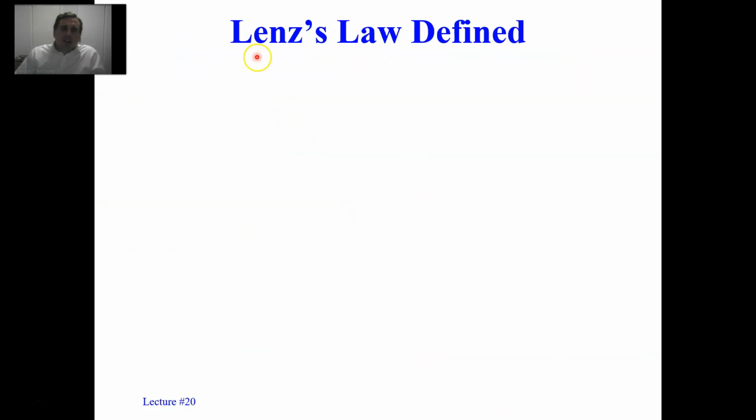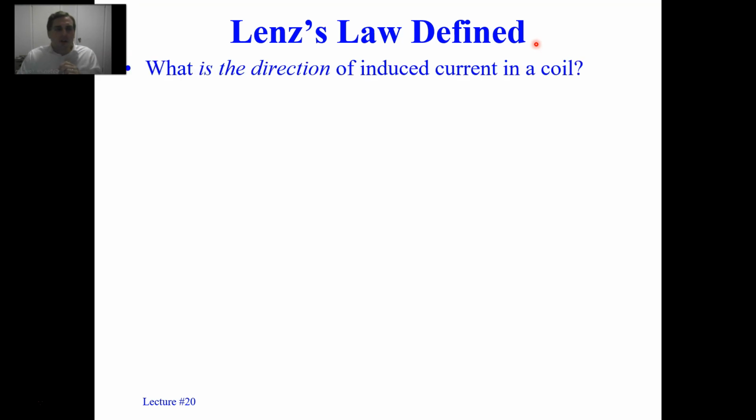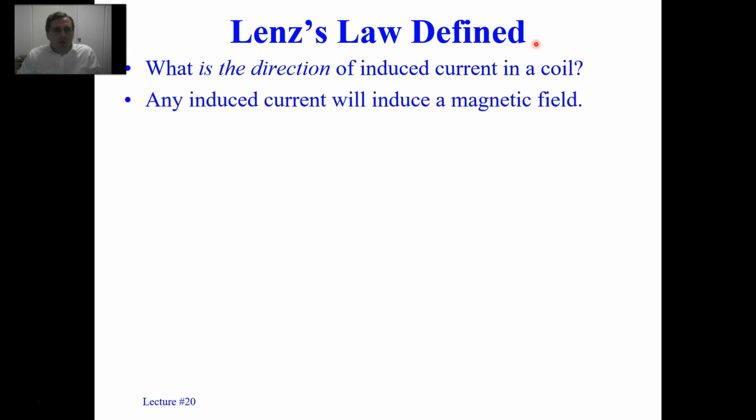Okay, let's shift gears a little bit and talk about Lenz's law. Lenz's law, in my opinion, is the cheapest way for someone to ever get their name on an actual equation or a law, because basically Lenz's law is just the minus sign of Faraday's law equation. It tells us the direction that things move. So what is the direction of the induced current in a coil?